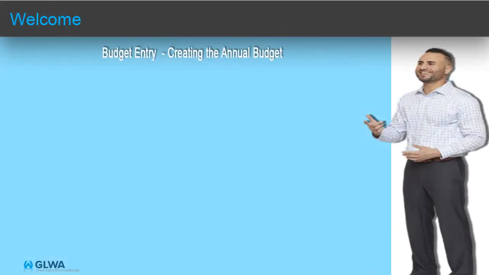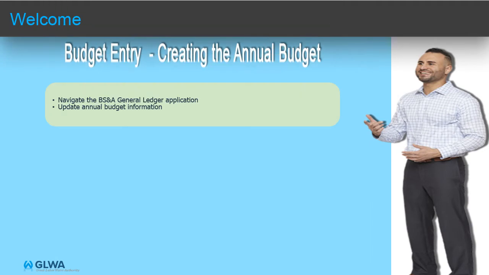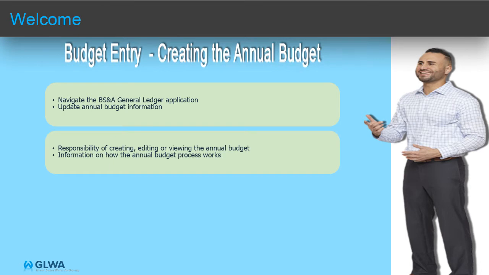Welcome to Budget Entry, creating the annual budget. In this module you will learn to navigate the BS&A General Ledger application to update annual budget information. This course is intended for anyone within Great Lakes Water Authority with the responsibility of creating, editing, or viewing the annual budget, needing an introduction or refresher on how updating the annual budget process works.